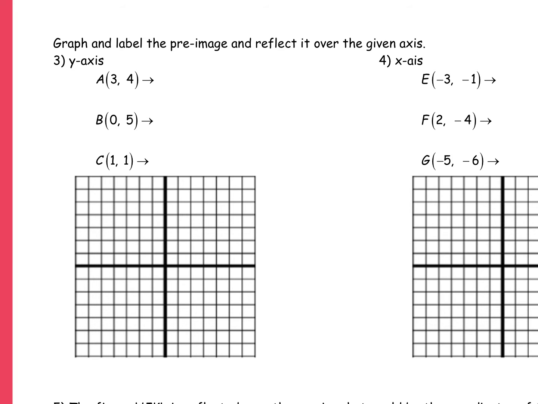Let's graph. So 3, 4. 1, 2, 3. 1, 2, 3, 4. 0, 5. 1, 2, 3, 4, 5. And 1, 1. So I've got A, B, and C. I'm a horrible drawer of lines. Sorry. So I'm going to reflect it over which axis? What does it say? The y-axis, so that's this one.